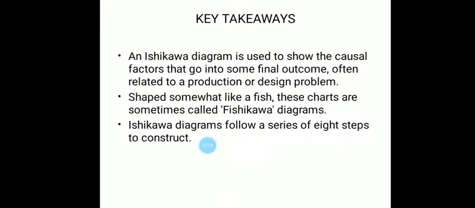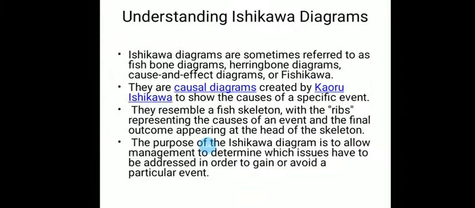The key takeaway is that an Ishikawa diagram is used to show the causal factors that go into some final outcomes, often related to production or design problems, and it is shaped somewhat like a fish. These are sometimes called fishbone diagrams, and they follow a series of 8 steps to construct.